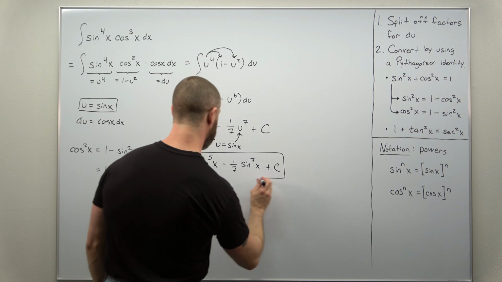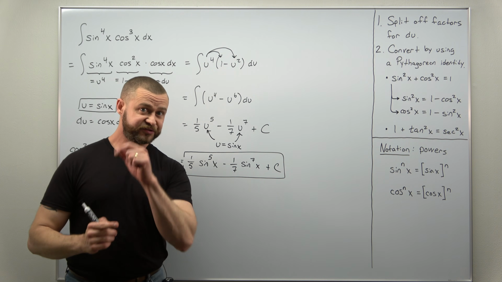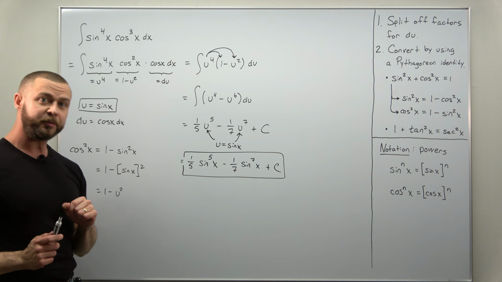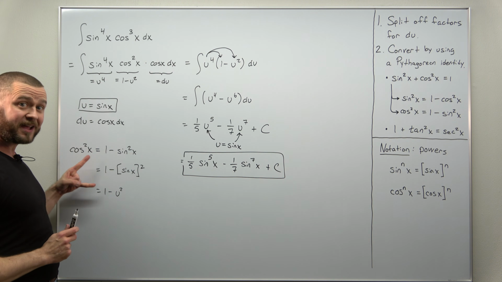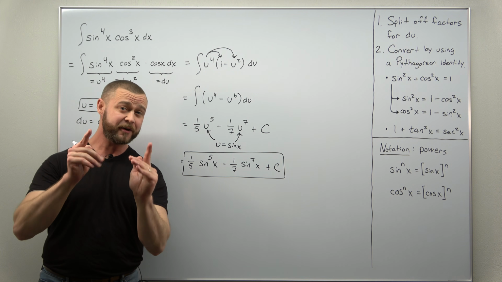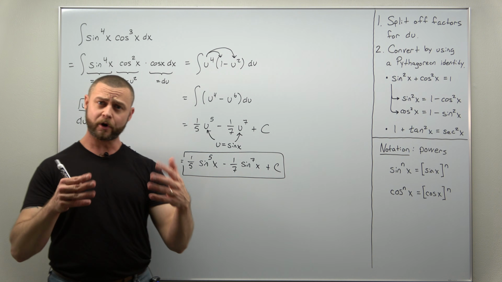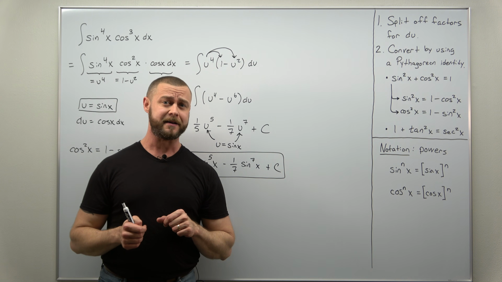And there we go. We get our antiderivative using a basic u-substitution, but the extra part here was knowing what to split off and then converting the other pieces with a Pythagorean identity. All that work is standard for almost every single trig integral problem. So just make sure you're aware of that: split something off, and use a Pythagorean identity.